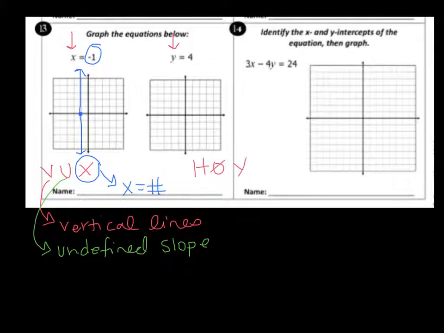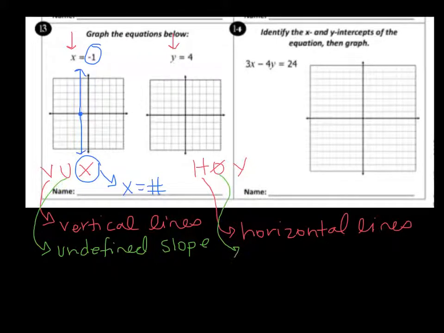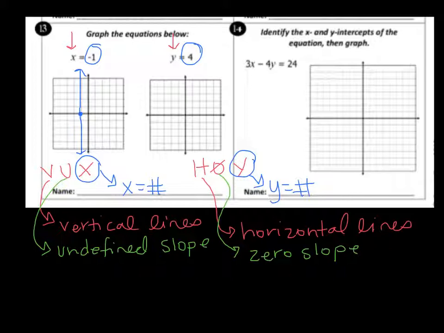So remember, HOI, the H stands for horizontal lines. The 0 stands for have zero slope. And the y is supposed to help me remember that those equations are written y equals a number. In this case, what does y equal? It equals 4. So I go to 4 on my y-axis and I put a point. This is a HOI, so that means it's a horizontal line through that point.